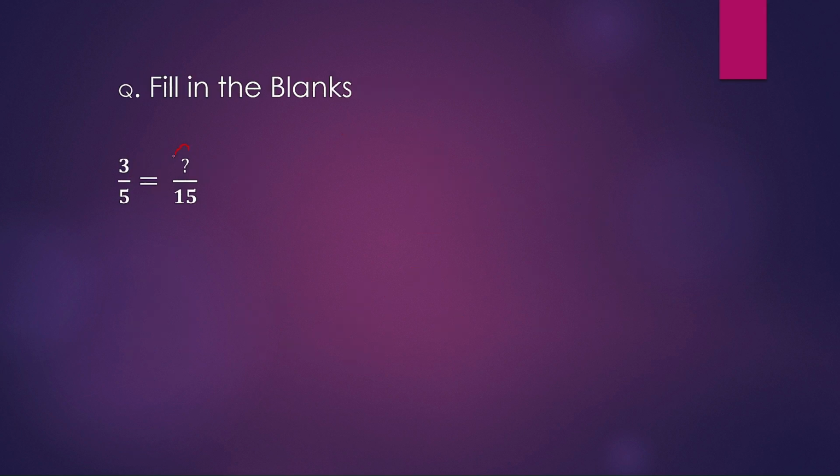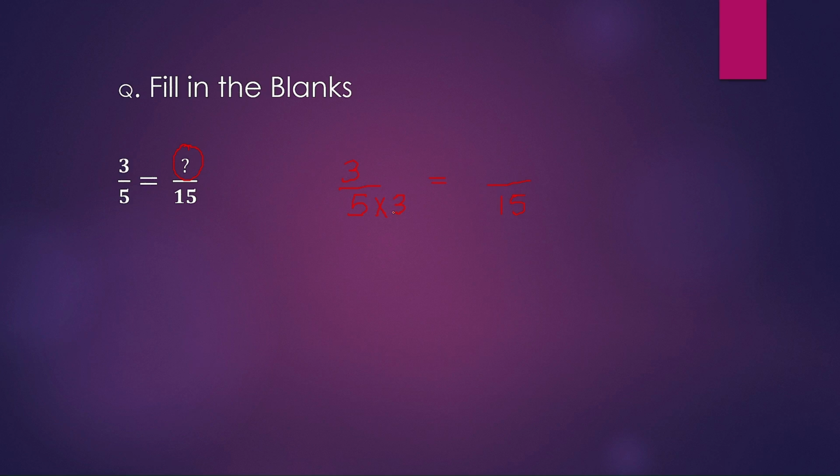Now, how to find out this missing number or the missing numerator in the fraction? What we are going to do is, in this, the fraction which is given is 3 by 5. And then we have another fraction with 15, where the denominator is given but the numerator is not given. Here, we're going to find out what number we can multiply by 5 to get 15. As you know, 5 times 3 is 15. So, we will write 3.